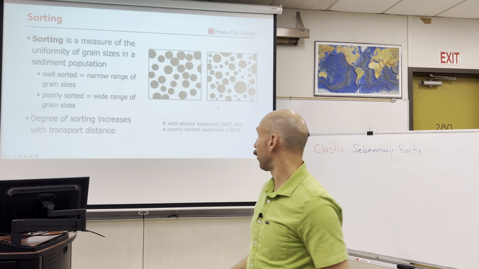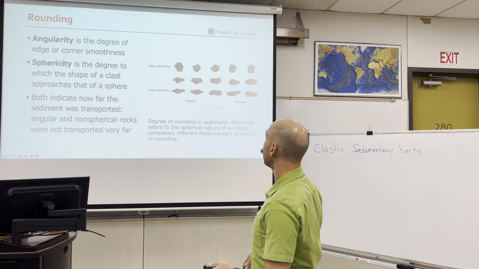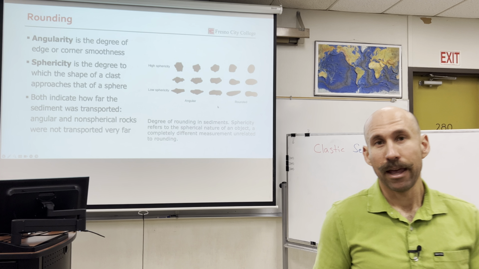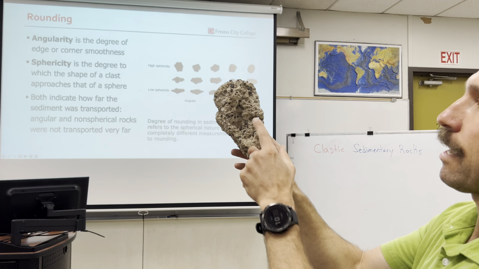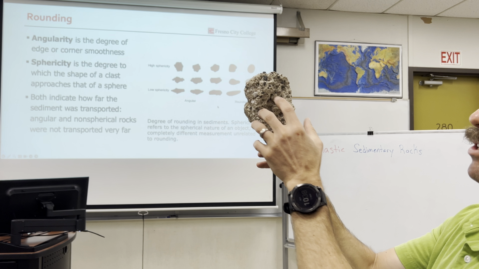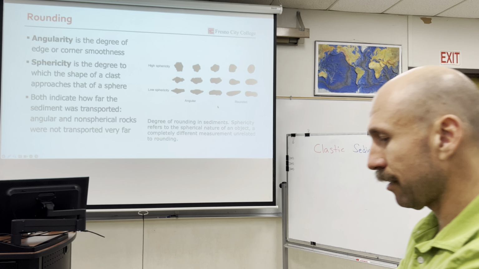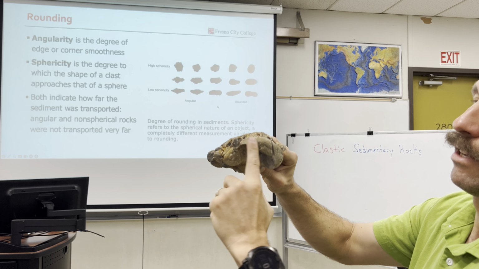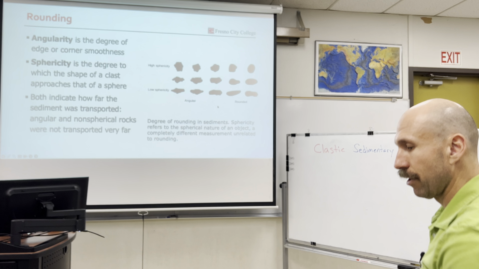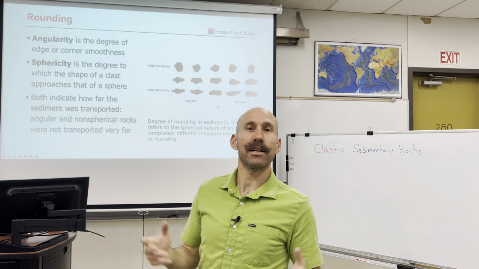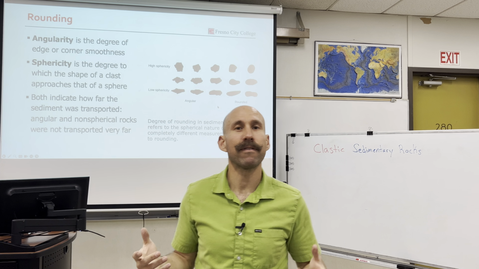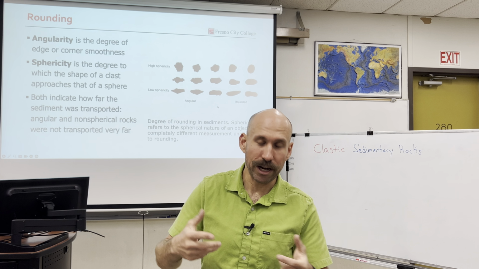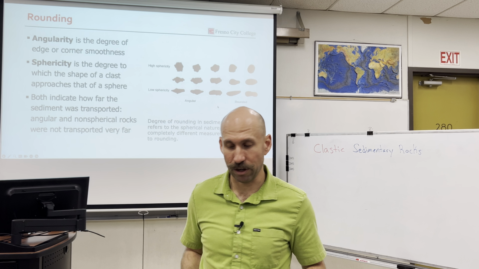Next thing is going to be rounding. Looking at, are all the particles rounded or angular? We can really look at this by saying this clastic sedimentary rock has a bunch of angular pieces, whereas this clastic sedimentary rock has smooth, round sediments. Now this gives us indicators of depositional environment and of the life cycle of the sediments that were forming these sedimentary rocks.